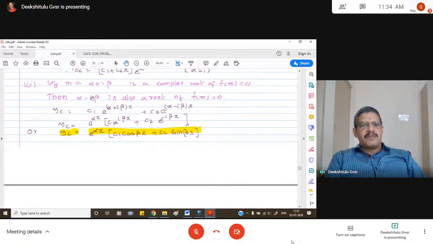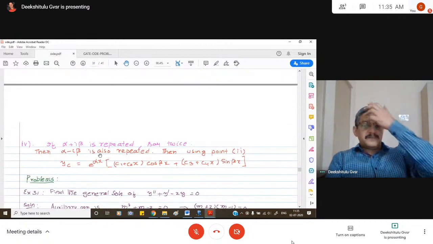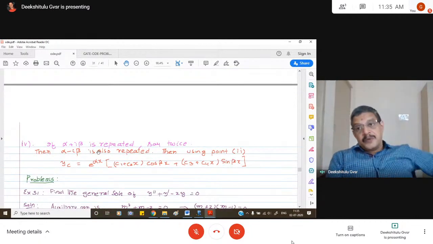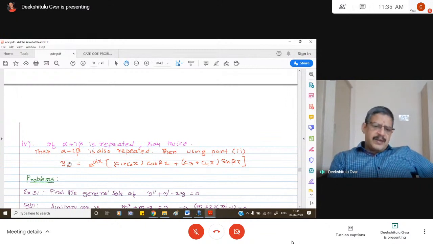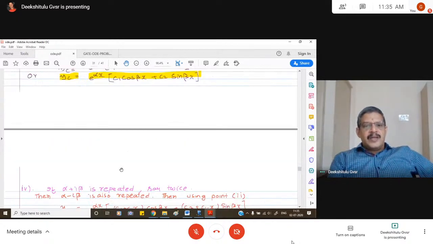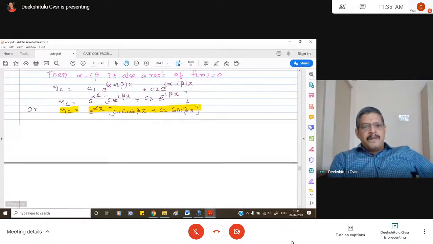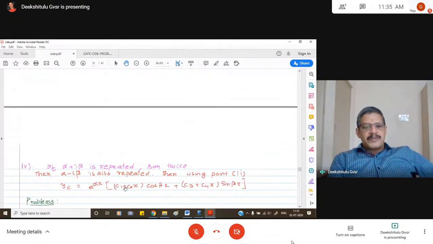So whenever a complex root alpha + i beta occurs, the complementary function becomes e^(alpha x)(c1 cos beta x + c2 sin beta x). Now the fourth case: if the complex roots, the imaginary roots, are repeated. Whenever we have repeated roots, the arbitrary constants c1, c2, c3 keep expanding. Originally it is only c1 and c2. If it is a repeated root, they become c1 + c2 x.